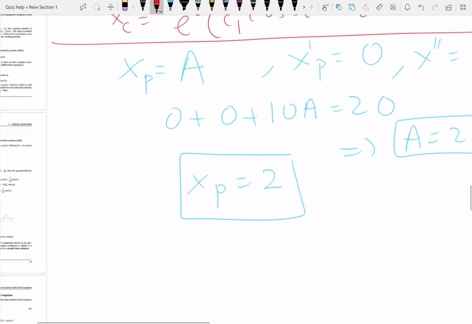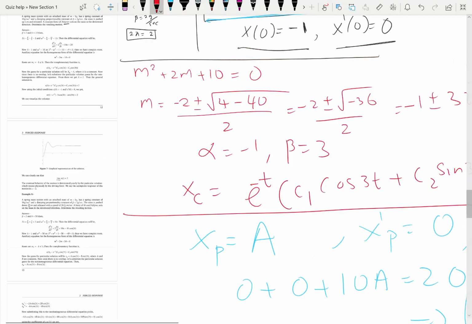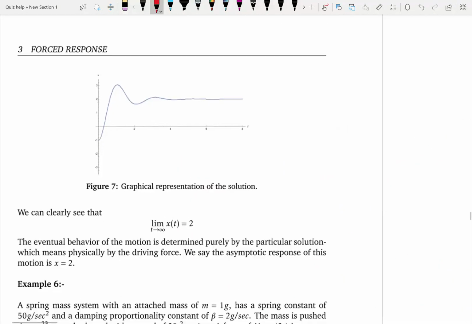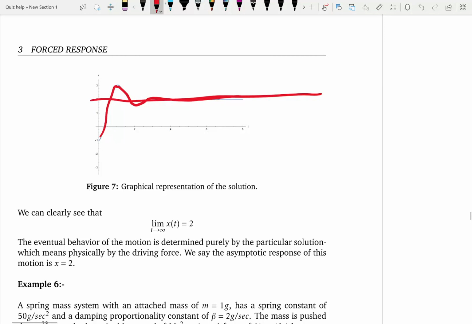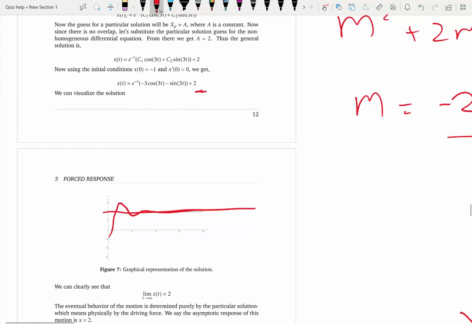If you look at it graphically, it also makes sense. Here is the graph, as you can see. You have some oscillating motion because you have sine and cosine terms in the solution, remember, but you gradually approach x equals 2. So really, what does x equals 2 mean in this problem? What is 2? If you haven't forgotten, that's the particular solution.